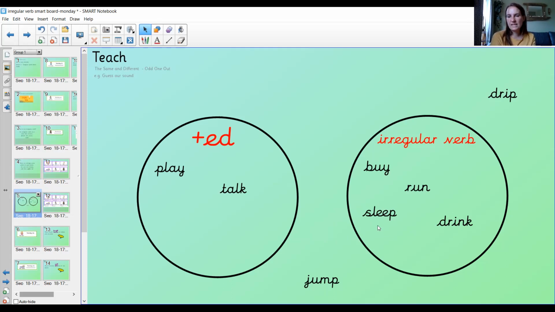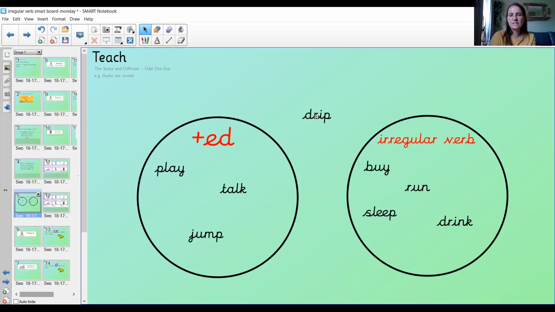Amazing. Sleep. Now, this is an irregular verb that changes quite a lot. So we're not going to say I sleeped, because that would be silly. It would have to be slept. So we would take one E out and add a T on the end, slept. Amazing. And then jump becomes jumped. Okay, so I'm hoping that you guys should know that one.